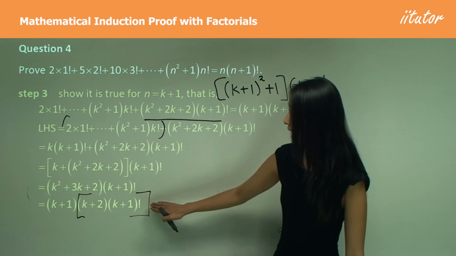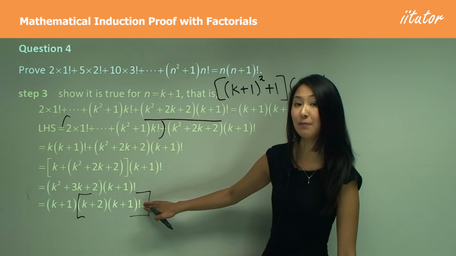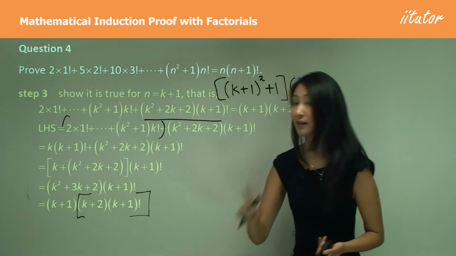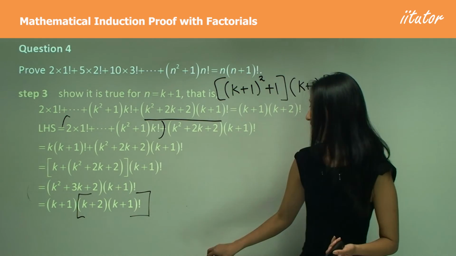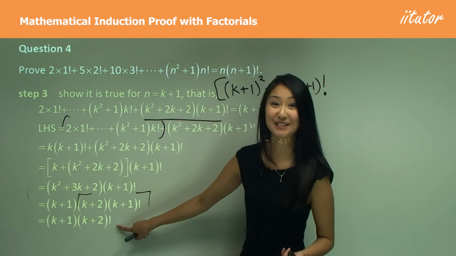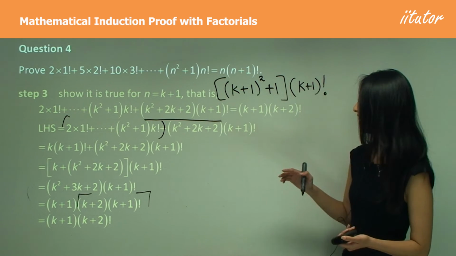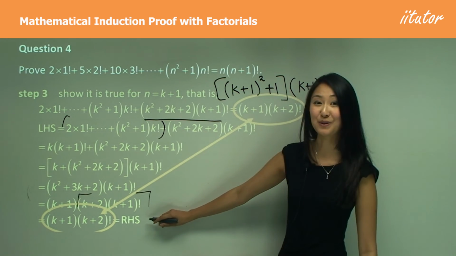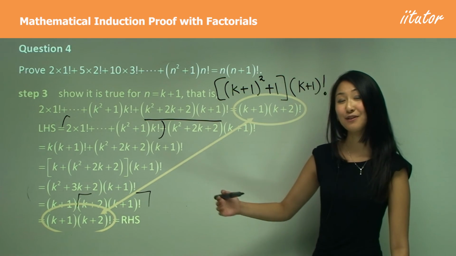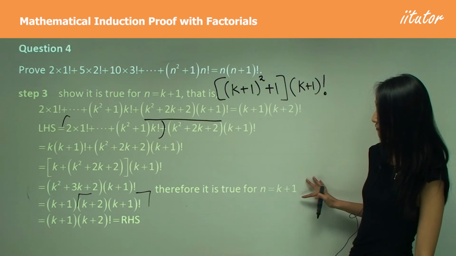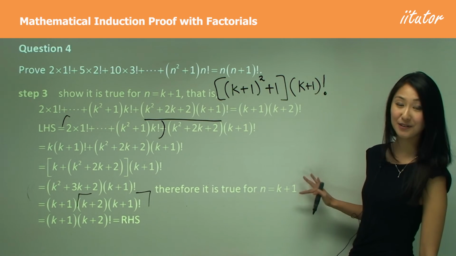So that means I can actually make this equal to k plus 2 factorial, because k plus 2 is 1 more than k plus 1. And that's how I make this part into k plus 2 factorial, which you can see looks exactly the same as the right-hand side. So we can say equals to the right-hand side. So since we've proven the left-hand side equals to the right-hand side, we can say, therefore, it is true for n equals to k plus 1.